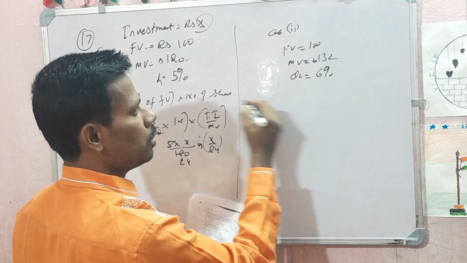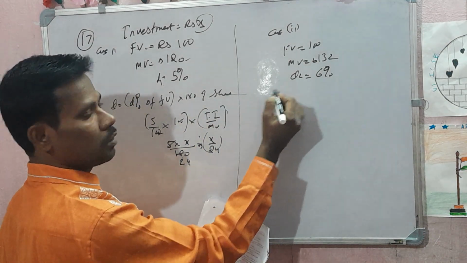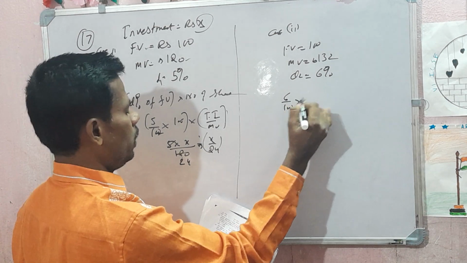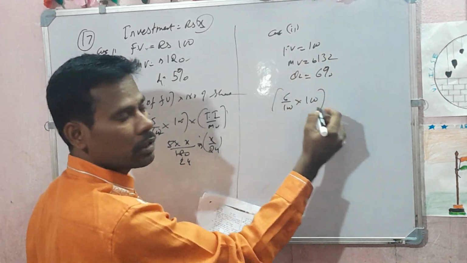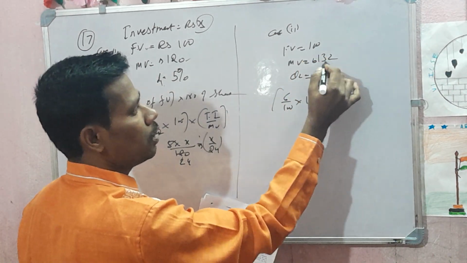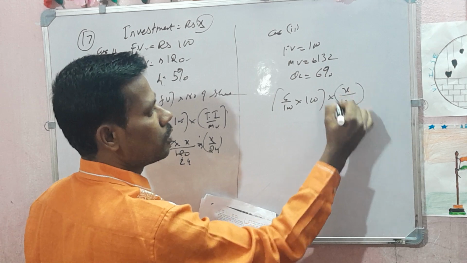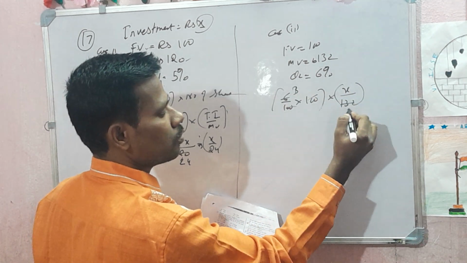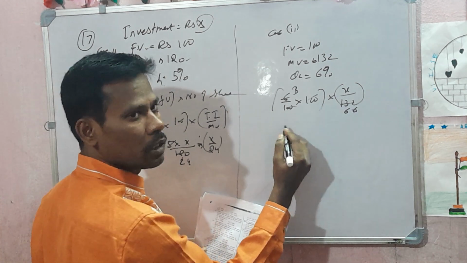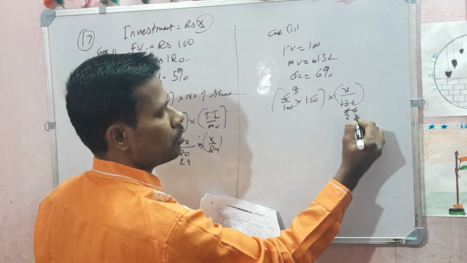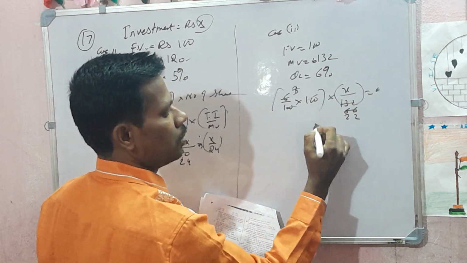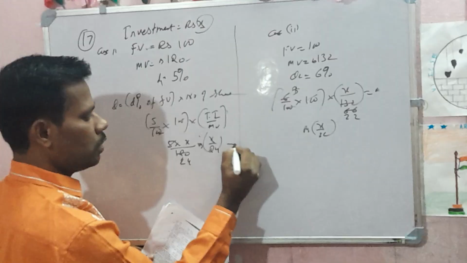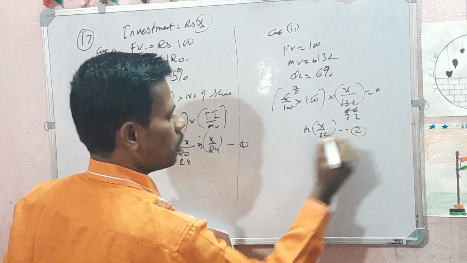Right? Now D2, apply the same thing here. 6 by 100 into 100, because face value is 100, into number of shares, X by market value 132. So 6, 2 3s are 6, 2 6s are 12, 2 6s are 12. Next, 3 2s are rupees X by 22. So first one is this one, second one is this one.